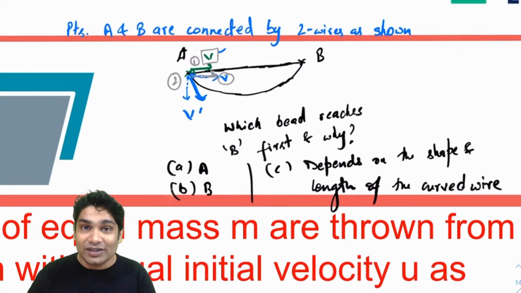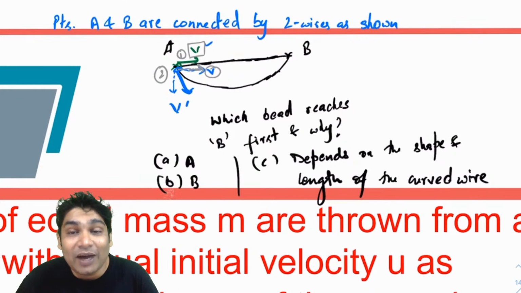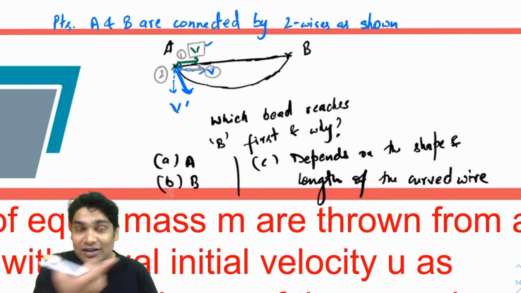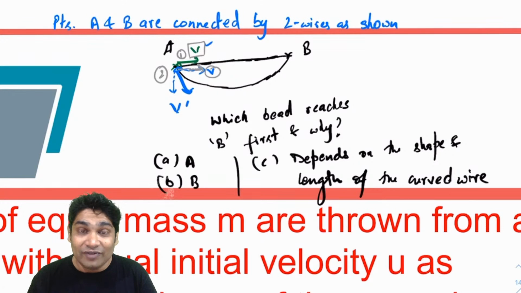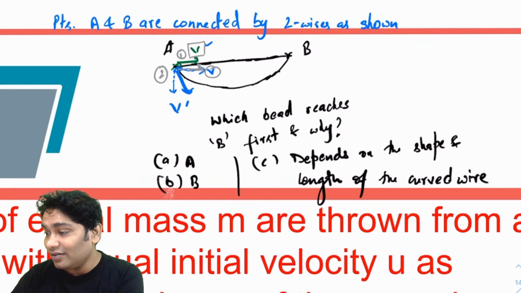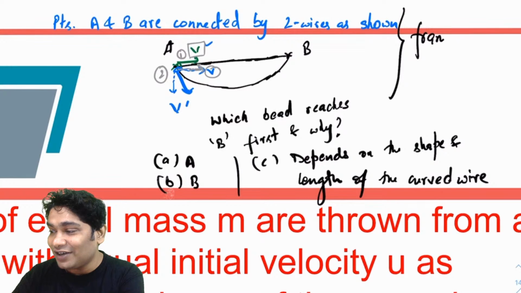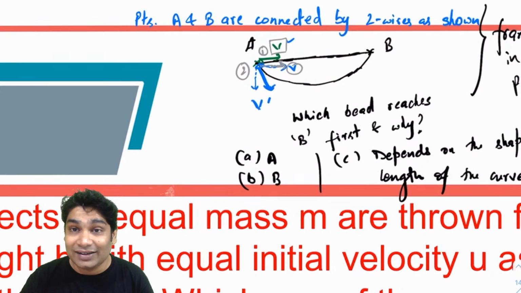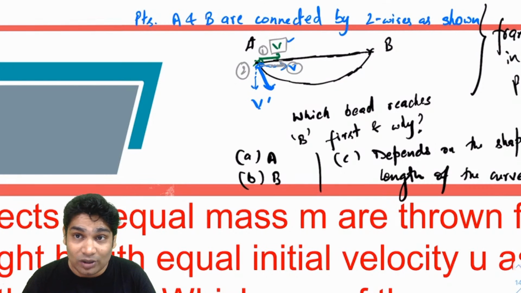Alright, I hope everybody got this question. Points A and B are connected by 2 wires as shown. One is a horizontal wire and another is a curved part. Okay, this frame is in the vertical plane. Remember, frame is in the vertical plane. So which means the gravity is there. Alright, do not ignore gravity.